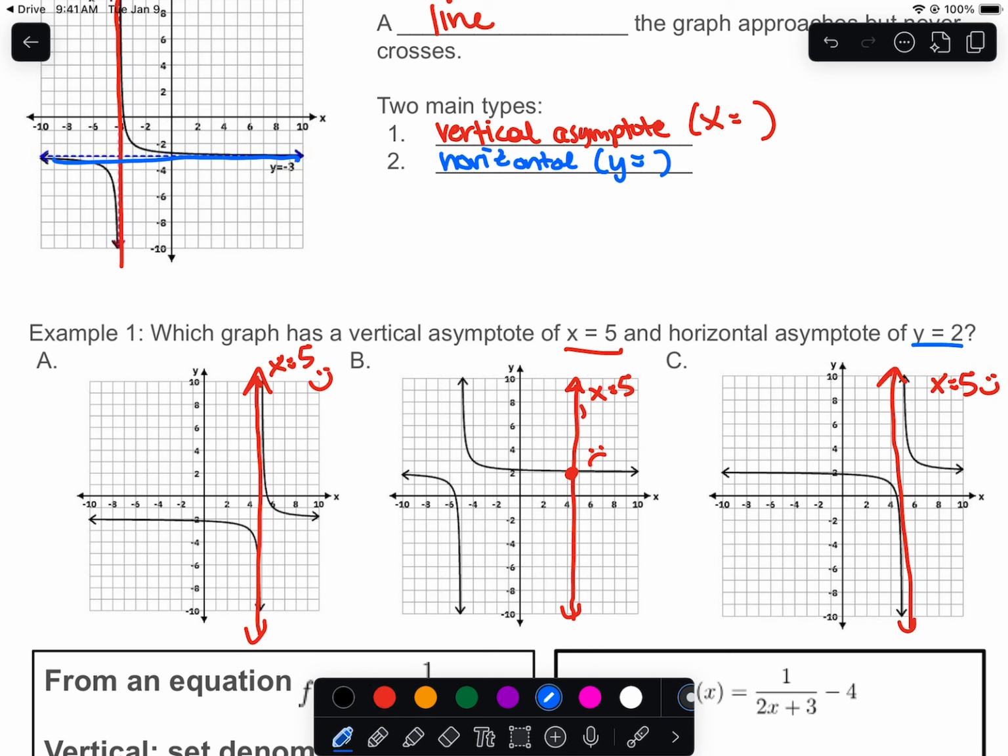Now I'm going to go my horizontal, so I'm going to find where y is 2 and draw a line. So y equals 2 for A. That I do not like because it's touching this moment right here, so that's upsetting. So A should be out. B we already eliminated because of x equals 5. So C, if we look right here, hey, y equals 2, happy, happy, happy. The answer is going to be C.